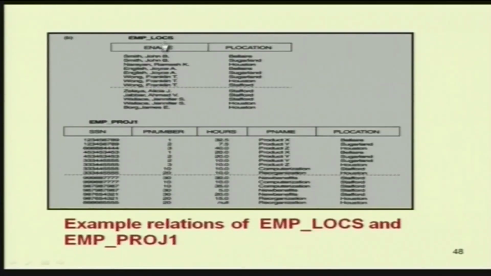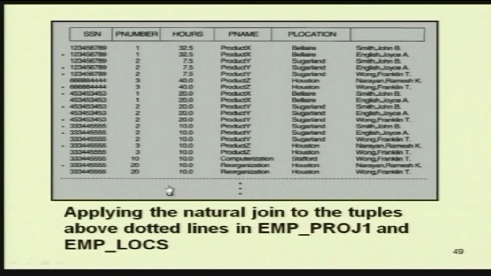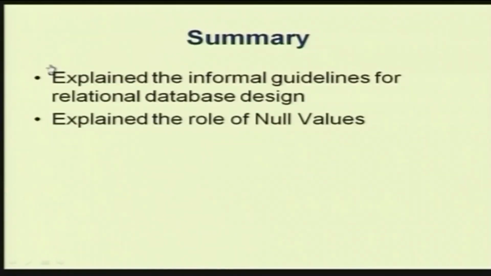This is again employee locations and project locations. You see the presence of some spurious values when applying the natural join. This is where we saw the spurious tuples coming into the picture. So, here we explained the informal guidelines of relational database design, and we explained the role of null values.